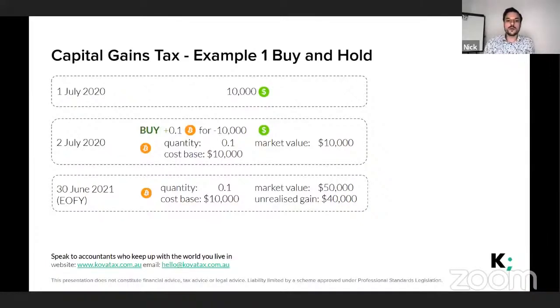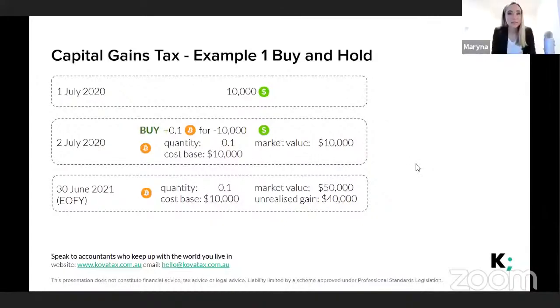So he still has 0.1 quantity of Bitcoin. The market value has increased significantly. That parcel is now worth $50,000. That means if he sold the Bitcoin, he will probably get somewhere around $50,000 for it, right? The cost base is still the same. It hasn't changed because that's what he originally purchased the unit of 0.1 Bitcoin for. And he has what we call an unrealized gain that he's sitting on of $40,000.